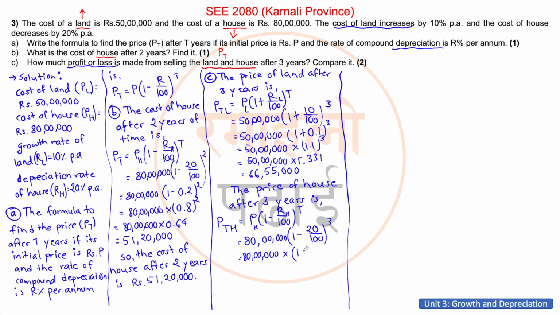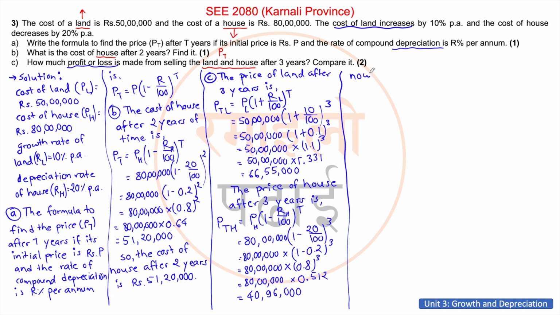times (1 minus 0.2) power 3 is equals to 80 lakh times 0.8 to the power 3 is equals to 0.512, and multiplying it with 80 lakh we get 40 lakh 96,000. So this is the price of house after 3 years.